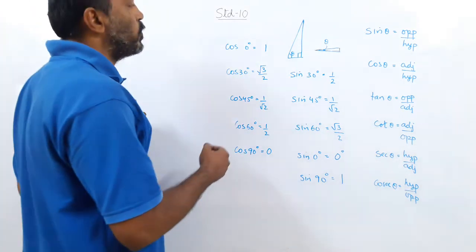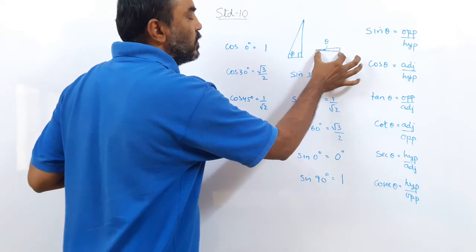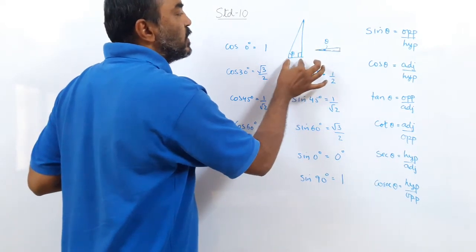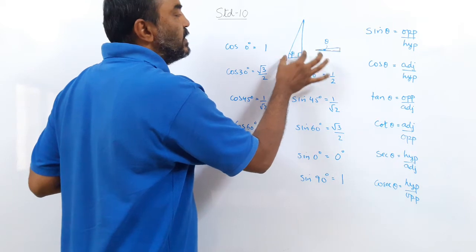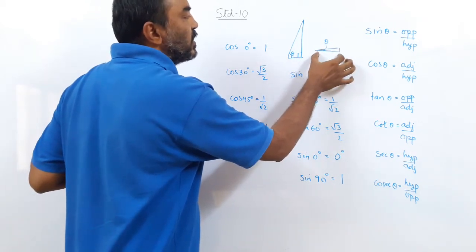For the cos, it is the opposite. When the angle is smaller, the adjacent is bigger. As the angle becomes bigger, the adjacent becomes smaller. So with the increase in angle, the adjacent side is decreasing. And with the decrease in angle, the adjacent side is increasing.